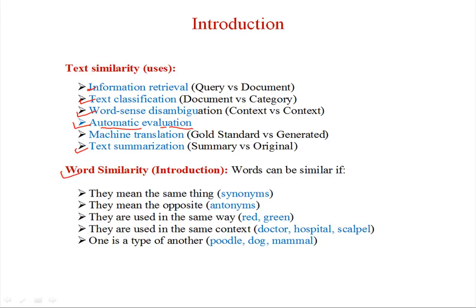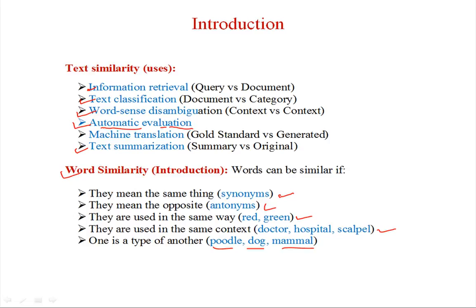Now, word-based similarity. Words can be similar if they mean the same thing, like synonyms; or antonyms, if they mean the opposite; or if they are used in the same way, like to represent just color, not a particular color. They may be used in the same context, like doctor, hospital, or scalpel. Or one is a type of the other, like poodle, dog, mammal, etc.